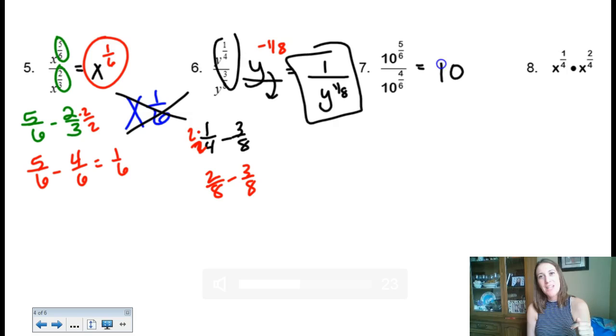Number 7 is the same property, so keep your base of 10. 5/6 minus 4/6. I feel like we just did this problem, 1/6. Well, we did that subtraction problem at least. All right, and that's not negative, so we're just going to leave it.